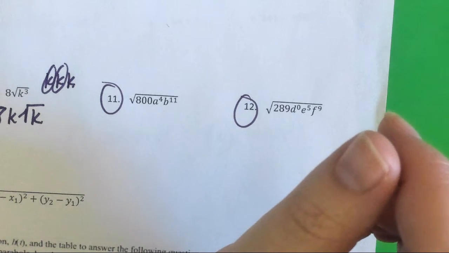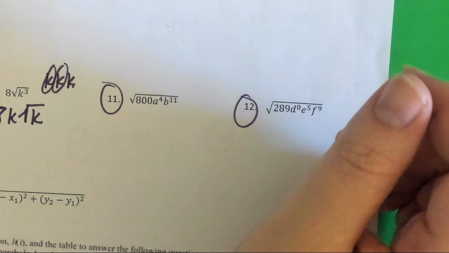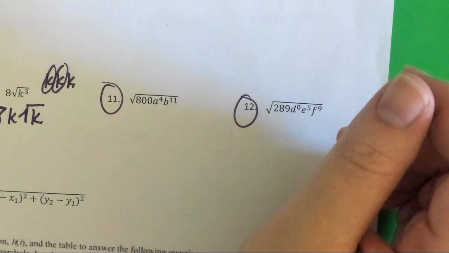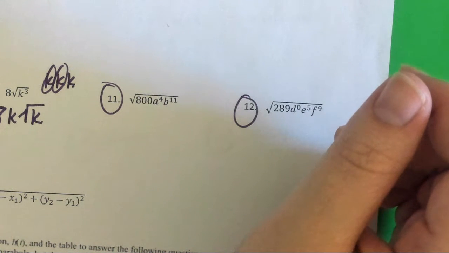Okay, I am needing help with number 11. And you're going to say the wrong answer. I can already tell you. I can see the future. You're going to say the wrong thing.